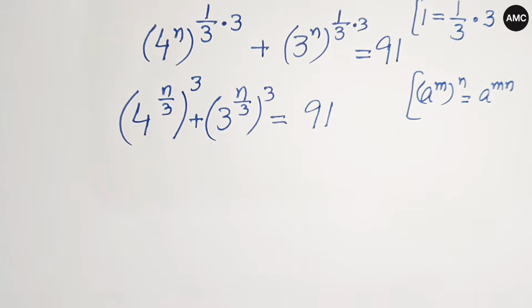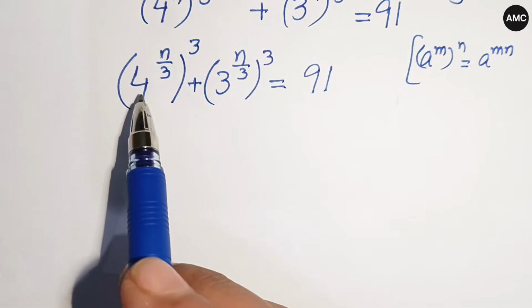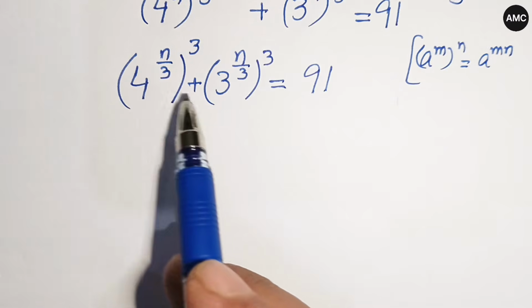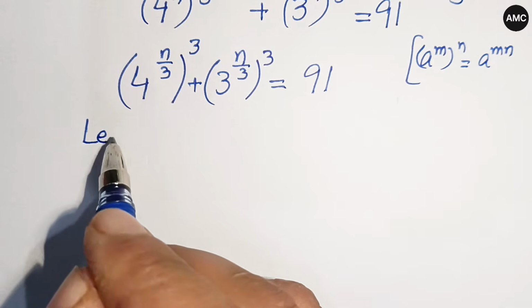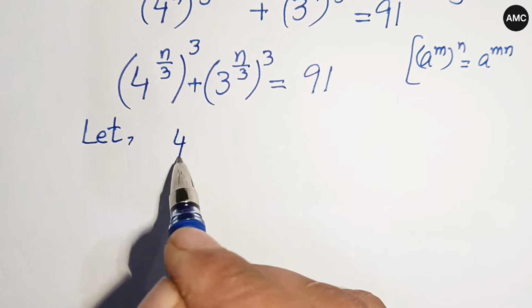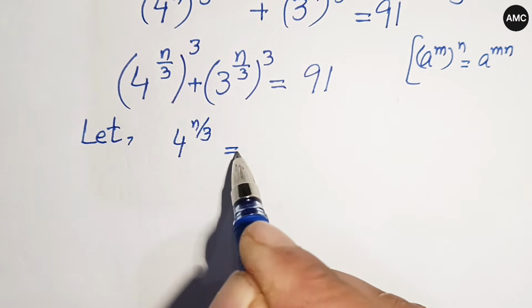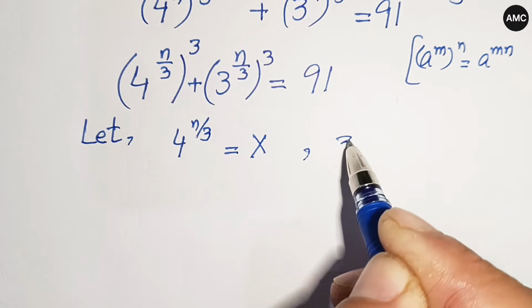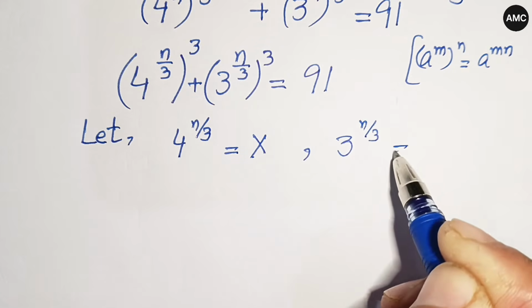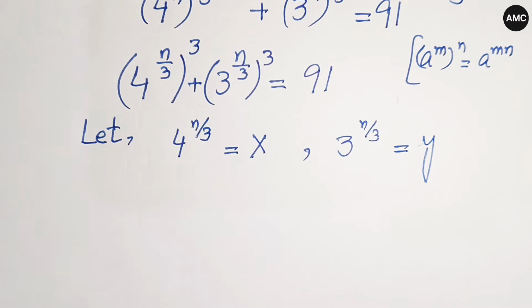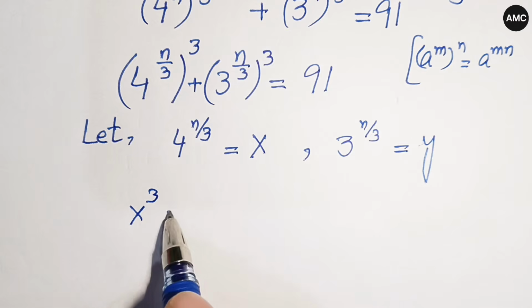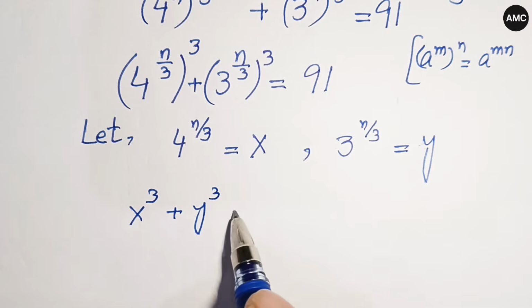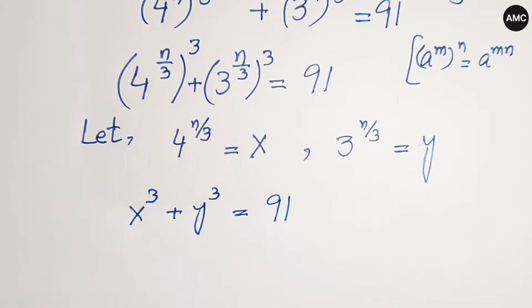Now let us suppose that 4 to the power n over 3 is equal to x, and 3 to the power n over 3 is equal to y. Now substitute these values here, so we get x cubed plus y cubed is equal to 91.